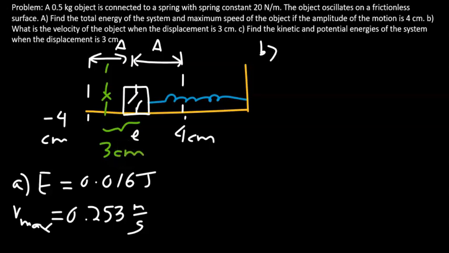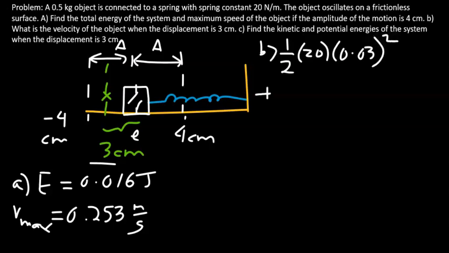How fast is the object moving there? Again, we can use the energy principles to get that answer. At that point, when the displacement is 3 cm, the elastic potential energy is given by half K, where K is 20. The displacement is 3 cm, so turn that into meters, 0.03 meters squared.